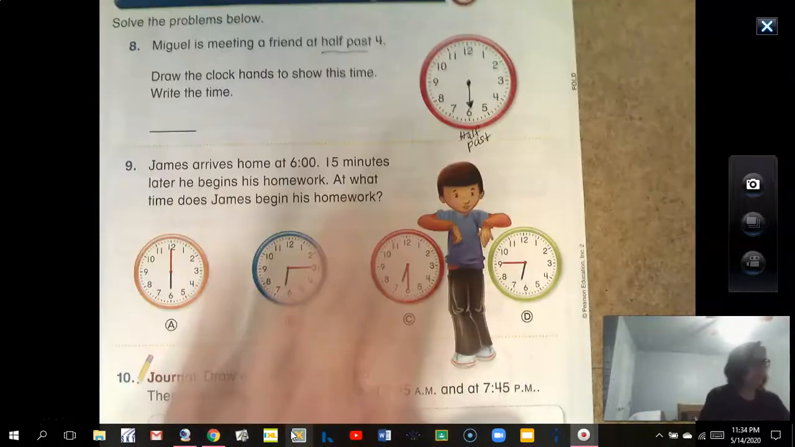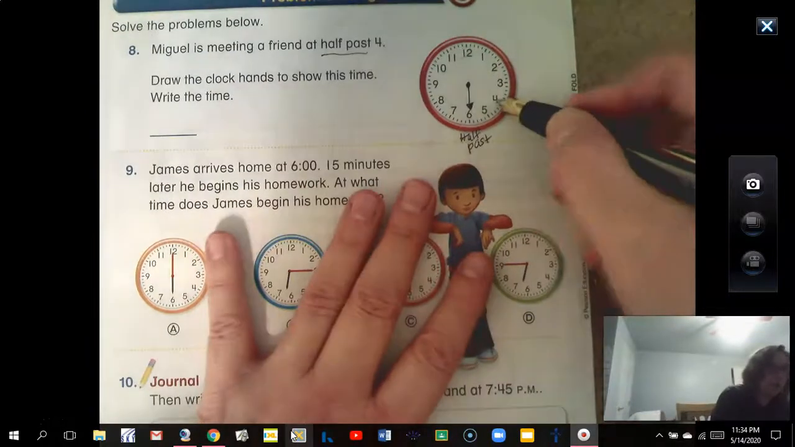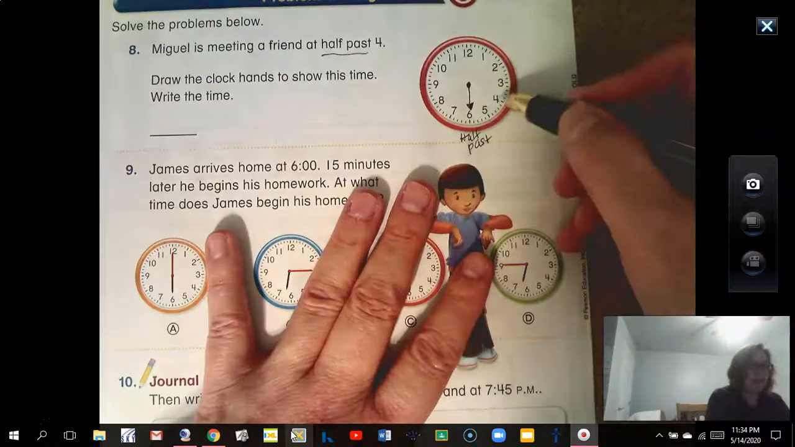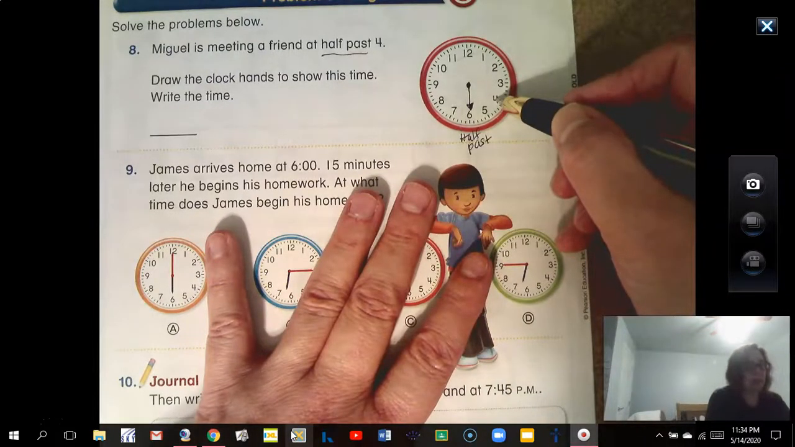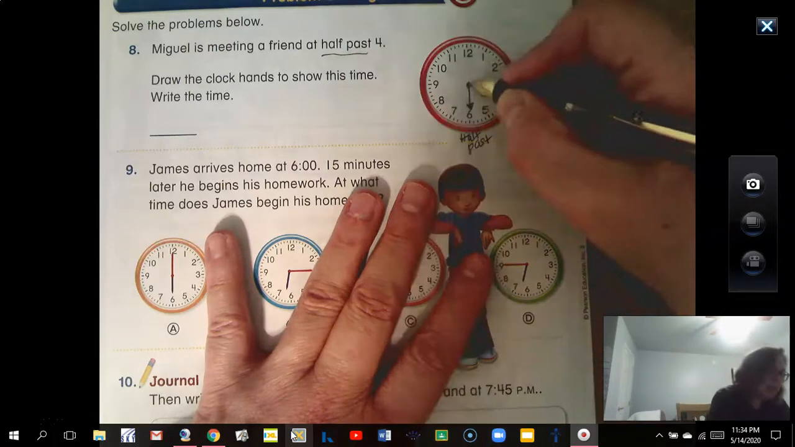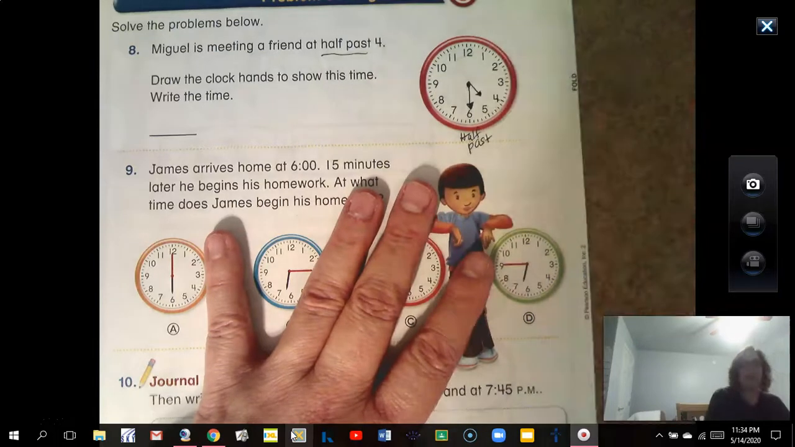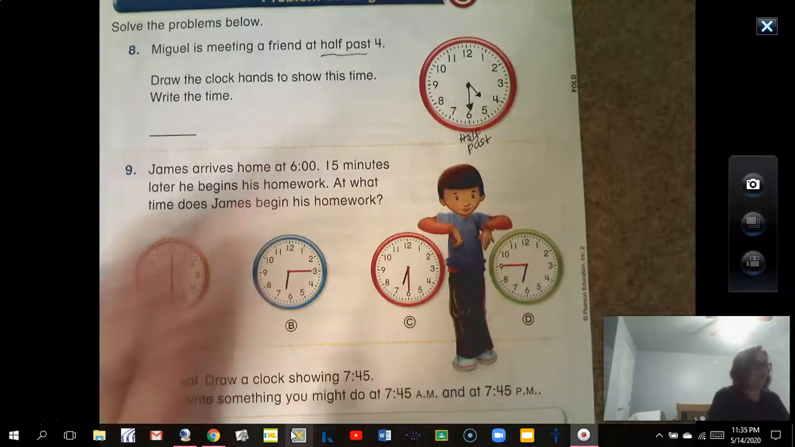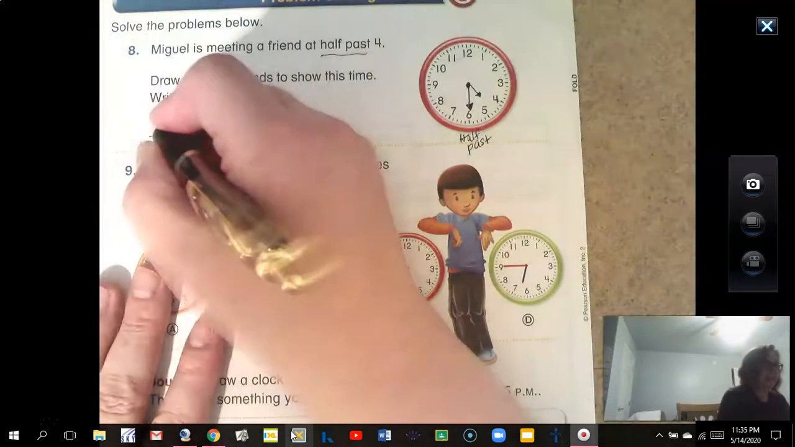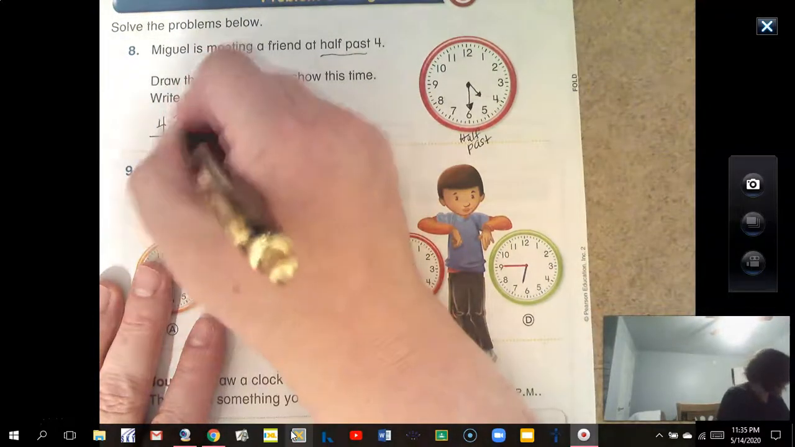Okay? 4:30. So I am not going to draw my hour hand right on the 4. Because remember that my hour hand moves halfway also. So it has to be halfway between the 4 and the 5. Okay? So write the time. What would it be if it's 4:30? 4:30.